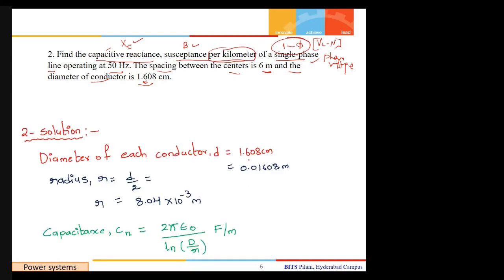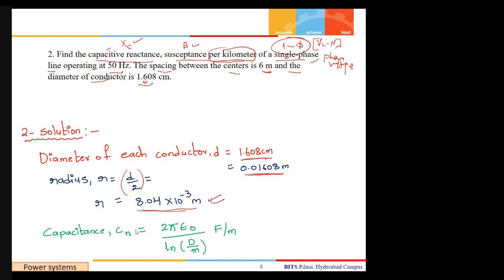Now given the diameter of each conductor, you have to convert it into SI unit, that is into meter first, to have all the calculation in the same unit. So with the diameter converted to meter, we need to calculate the radius of the conductor. So we have to divide the diameter by 2. This is the basic fundamental we use to determine the radius of the conductor.